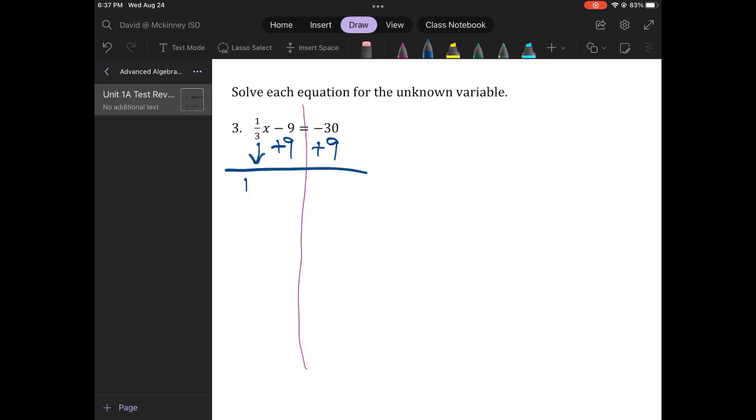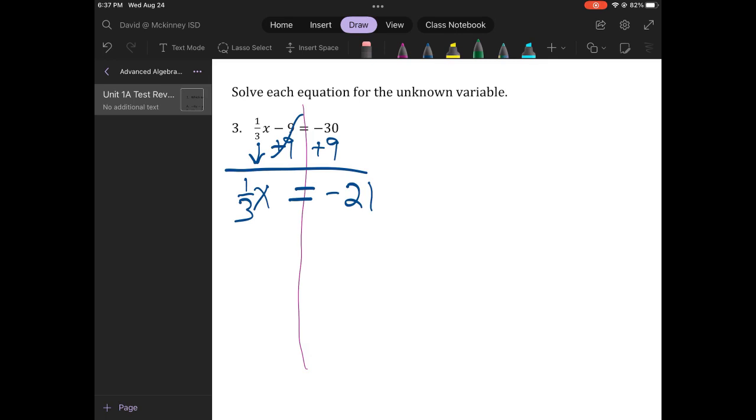I bring my 1/3 x down. Negative 9 plus 9 cancels. I draw my equal sign. Negative 30 plus 9 is a negative 21. Now that I'm here, I'm not going to panic that I have a fraction. I'm going to do the same thing that I would do. 1/3 x means 1/3 multiplied by x.